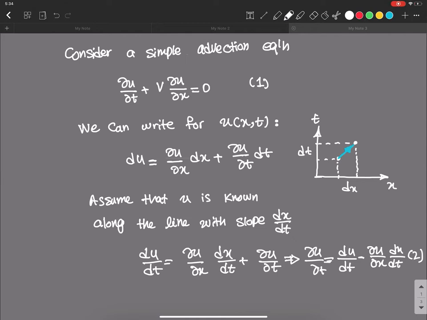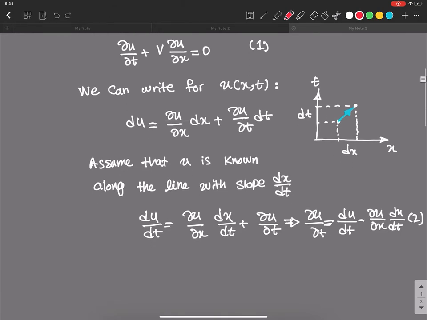Okay, so now if we substitute this into this equation, we are gonna get a new equation. And so that is what I'm gonna do. So substitute two into one, and what I'm gonna get is this equation.